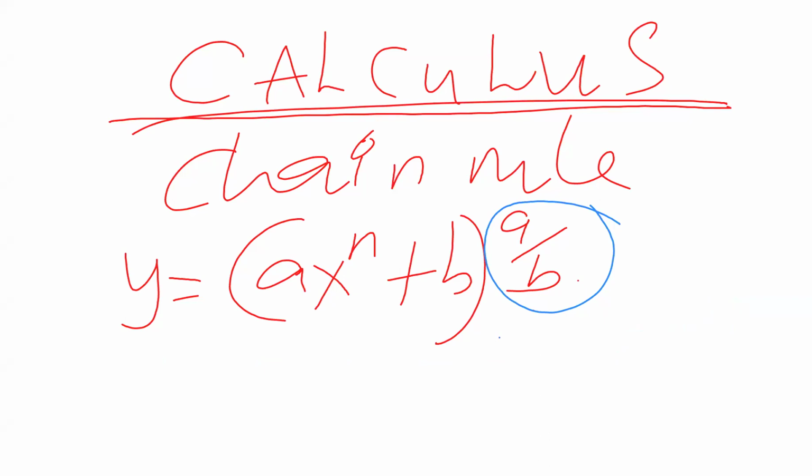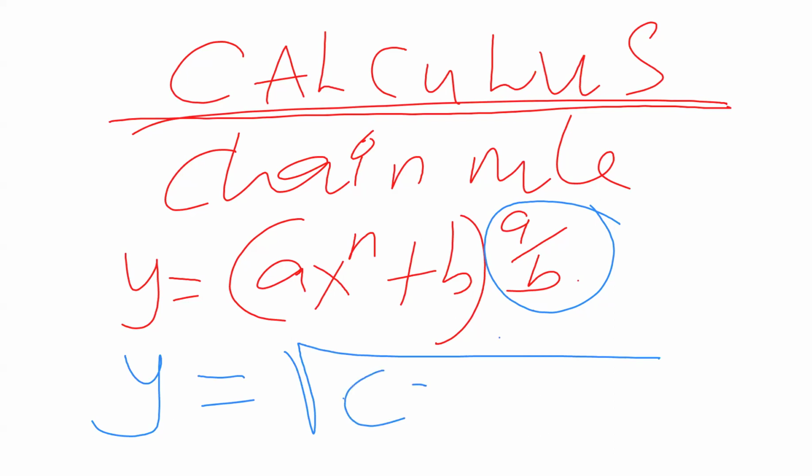Then there are also questions of the form where you're given, let's say, y is equal to the square root of ax^n + b, right? As long as the expression that you're given is under a root, it may be a cube root, it may be a fifth root, or any root, as long as it's under a root, you use the chain rule.